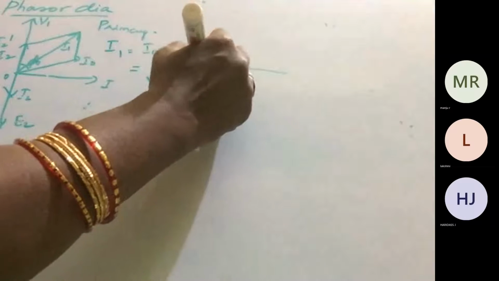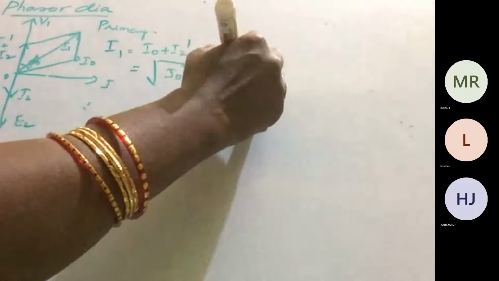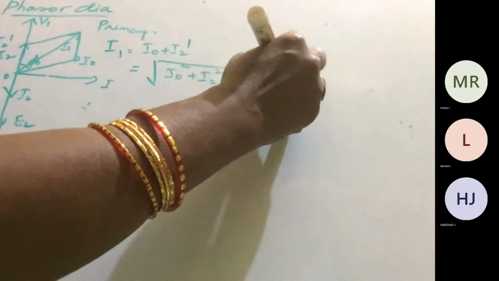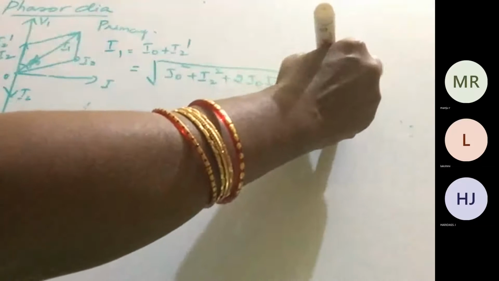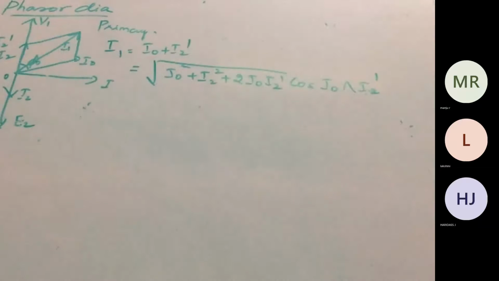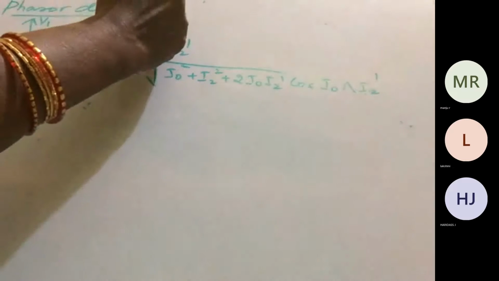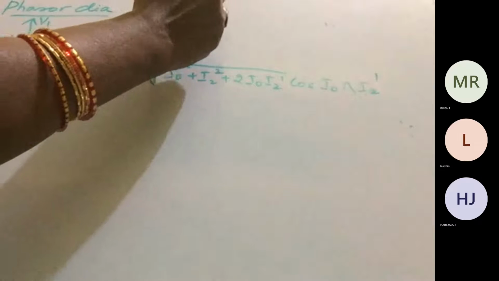The formula will be I1 equals the square root of I0 square plus I2 dash square plus 2 I0 I2 dash cosine of the angle between I0 and I2 dash. This is for a resistive load. If it is a resistive load, the induced EMF in the secondary and the current in the secondary will be in phase with each other. Is it clear? So this load is resistive.